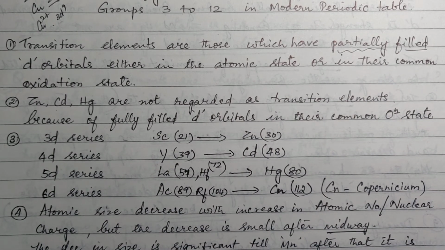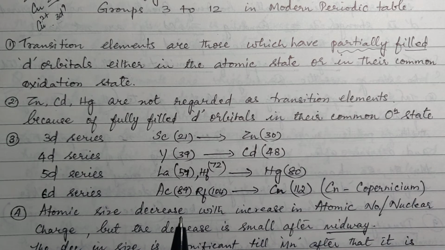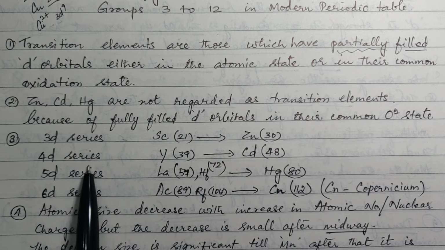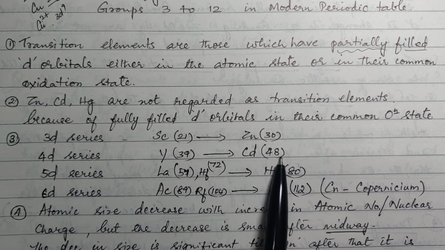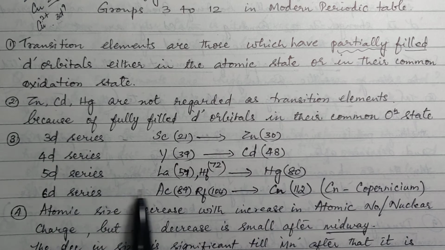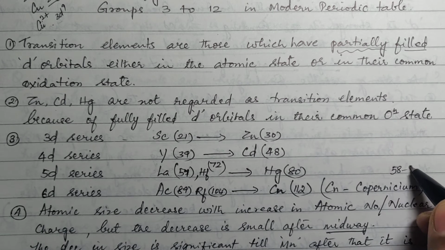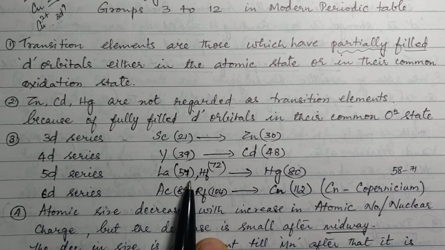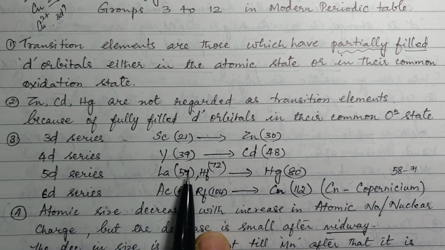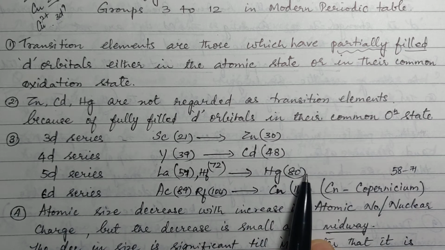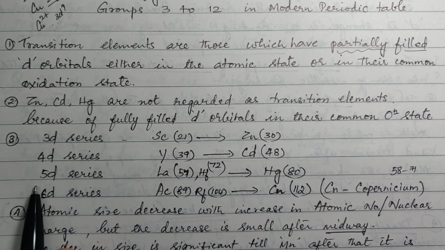Now, what do you have in the first series? First series is 3d series, which is ranging between atomic number 21 to 30. 4d series is between 39 to 48. 5d series is lanthanum, which is having atomic number 57, and between 58 to 71, it is not placed here. It is placed separately as f block elements, and 57 is then followed by hafnium, whose atomic number is 72 to 80. So this is your 5d series.